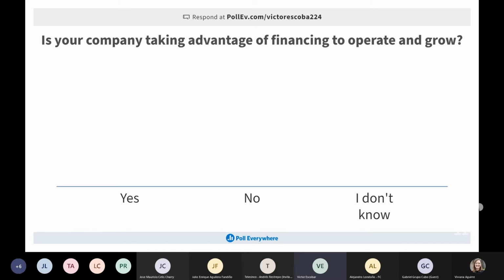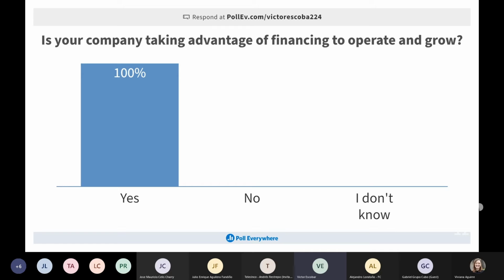The fourth one is about leverage. The question is: is your company taking advantage of financing to operate and grow? Does your company have any kind of loan, or is it getting some kind of financing from an investor or anybody else that wants to get into the company?